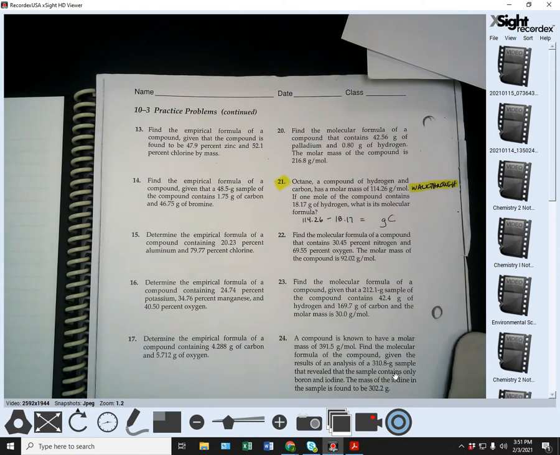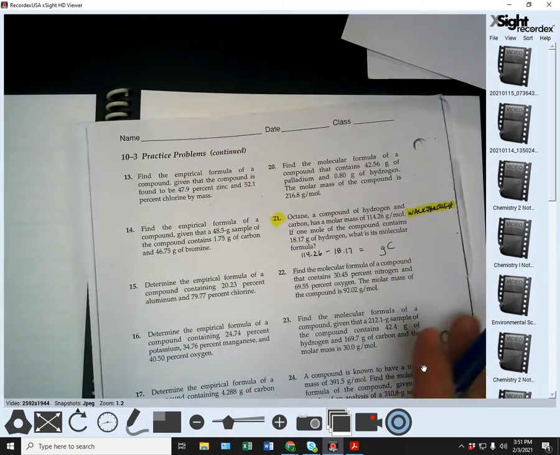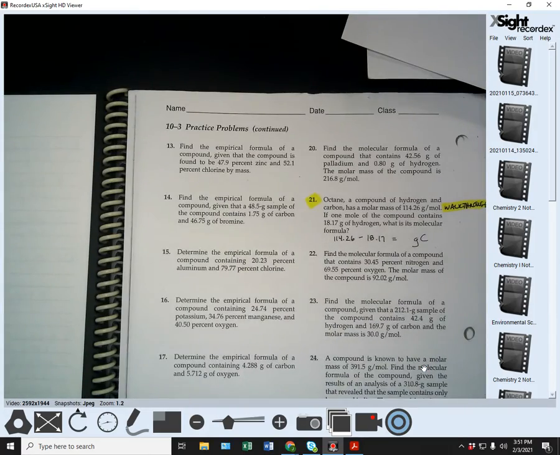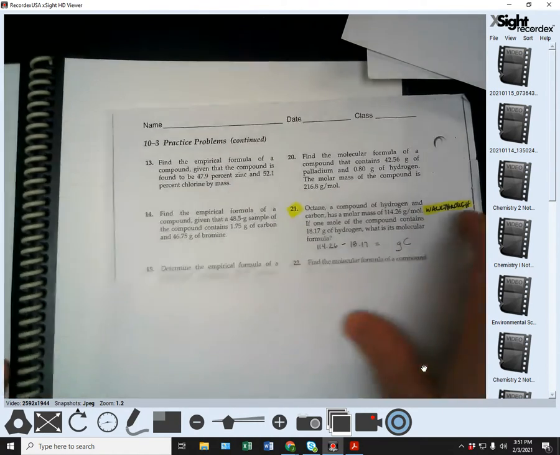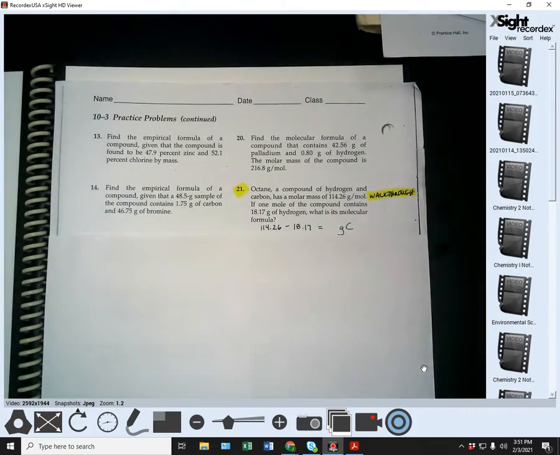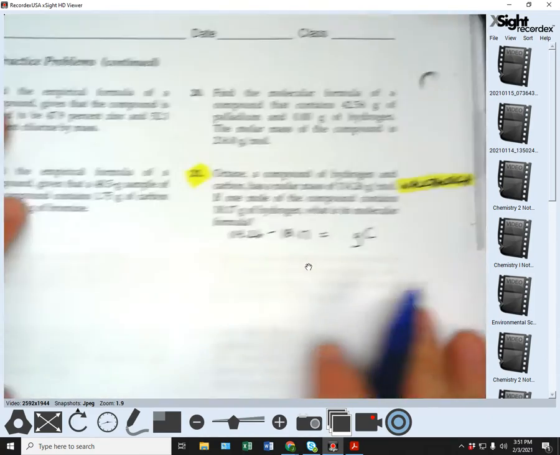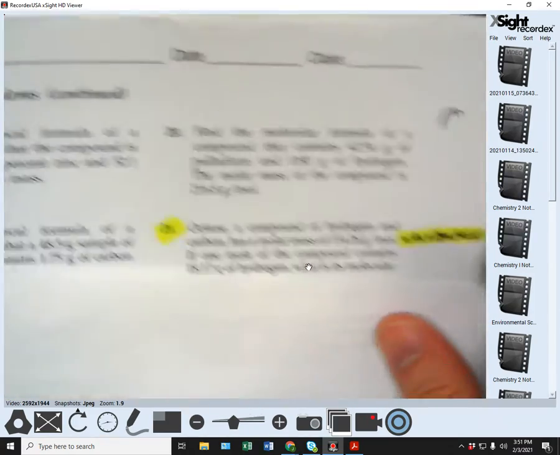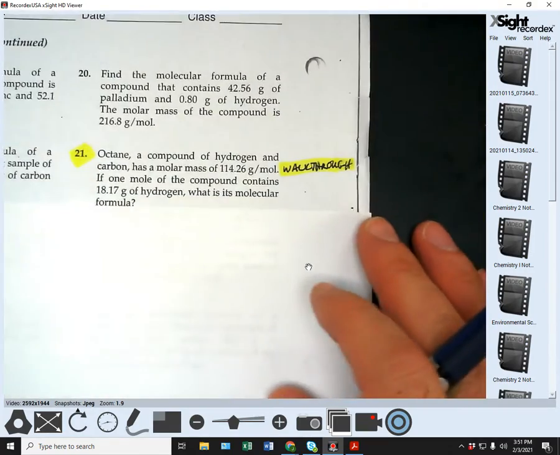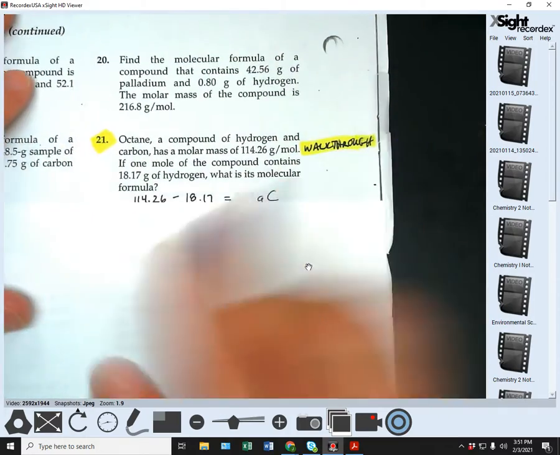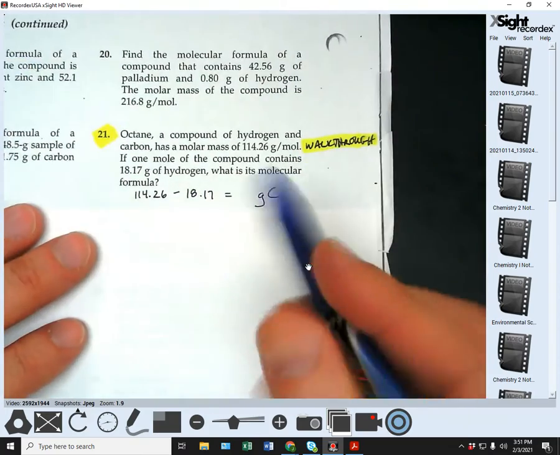All right, guys. So I'm just going to do a really quick walkthrough, like I promised, for number 21 here. Number 21 says that octane has a molar mass of 114.26 grams per mole. If 1 mole of the compound contains 18.17 grams of hydrogen, what is the molecular formula? So I think I mentioned this in class.